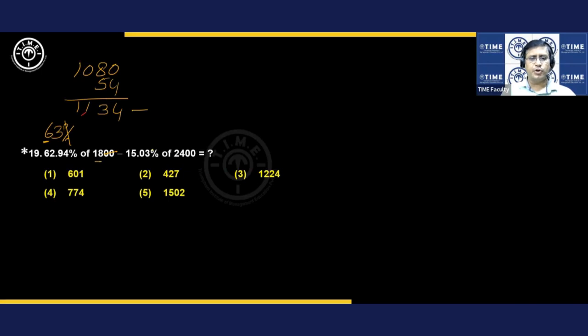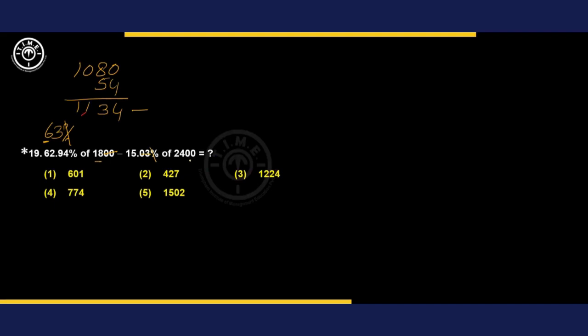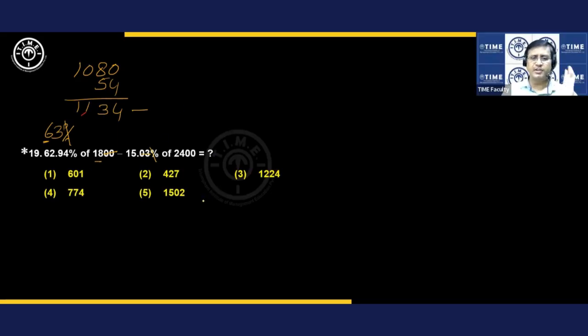Now 15% of 2400. 15.03 means ignore the part after the decimal, that is a negligible part, 0.03. Ignore it. 15%. 15% means 10% plus 5%. That is one approach. 10% of 2400 is 240. Half of it, 5%, is 120. That is 360. Subtract, simplify, you will get the answer. That is one approach.